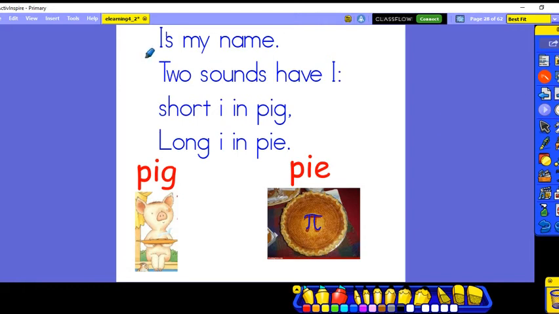Here's our little poem. I is my name, two sounds have I, short I in pig, long I in pie. And I did a little pun here for you because our pie has actually the mathematical symbol for pi on it. But that's just a PI when you spell it like that. Okay, let's listen. Pig, pie, pig, pie. In long vowel words, I says its name.